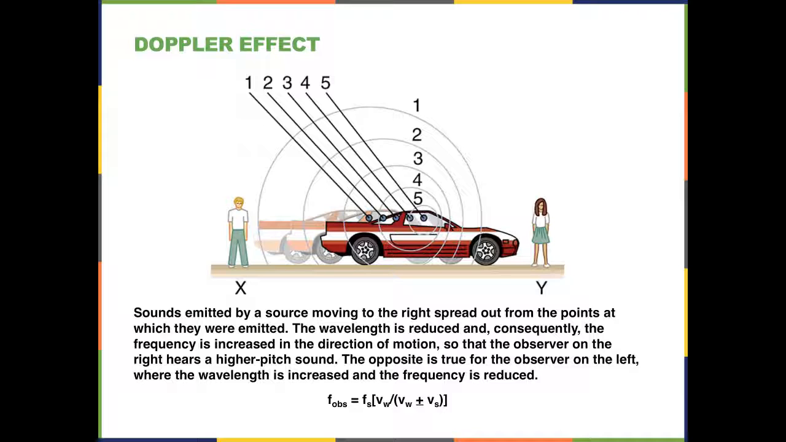Now, how do you determine whether it's plus versus minus? Well, if the source is moving toward the observer, then it's minus, making the denominator smaller, making the observed frequency higher. If it's moving away from the observer, then it's a plus, making the denominator larger, making the observed frequency lower. So in this situation, with the source moving, if the source is moving toward the observer, then it's a minus. If the source is moving away from the observer, it's a plus.